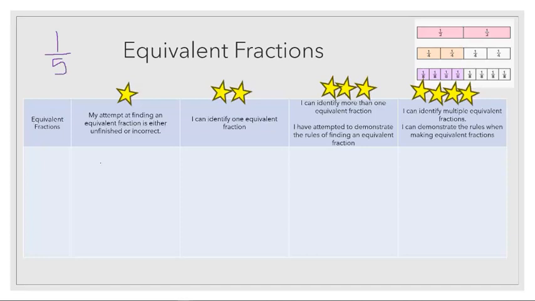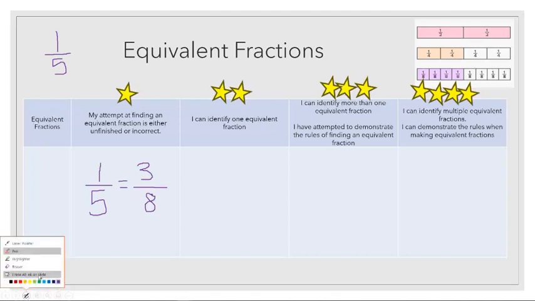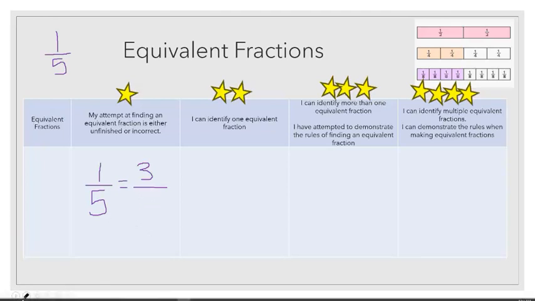And so this might look something like this. 1/5 equals 3 on 8. Yeah, so that is incorrect. Or if you went like this and just left it like that, then that would be incorrect because you haven't actually finished.